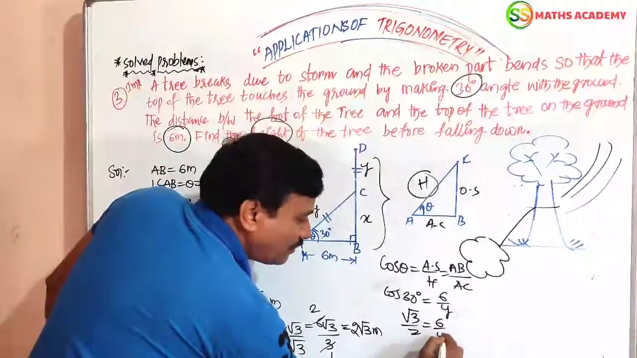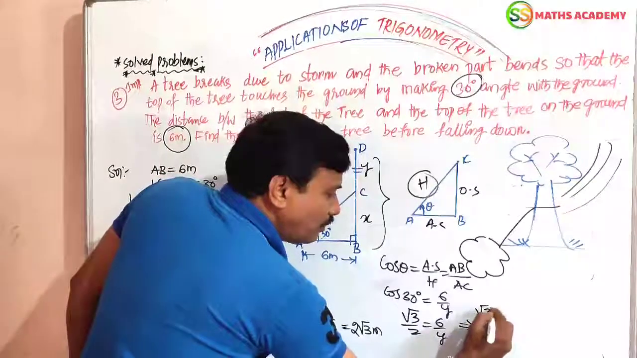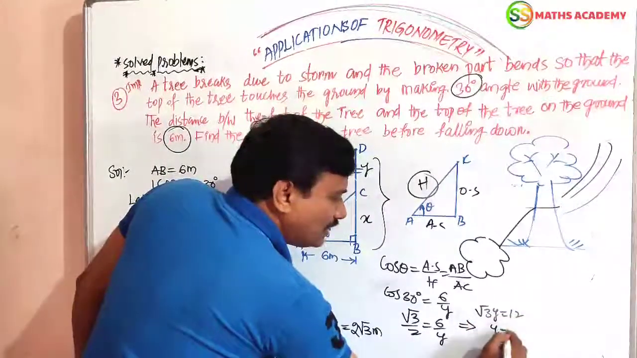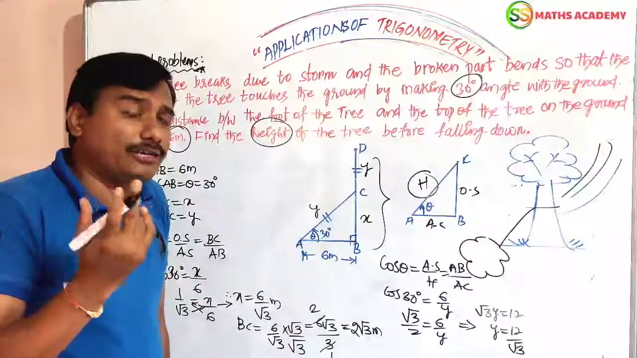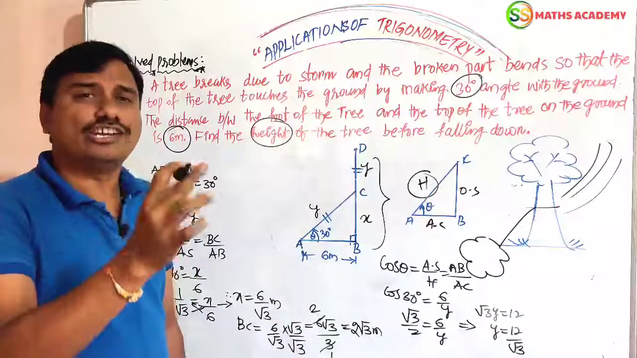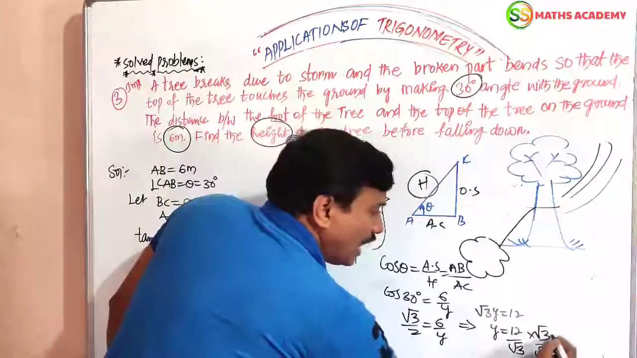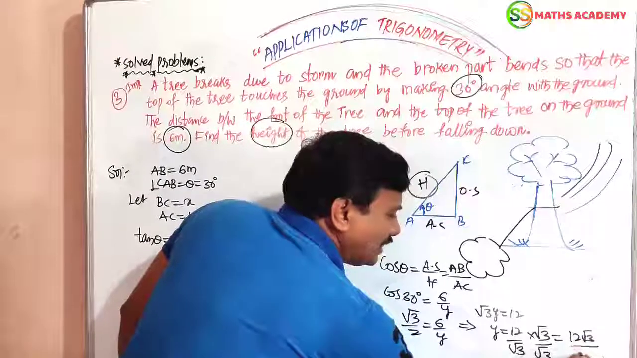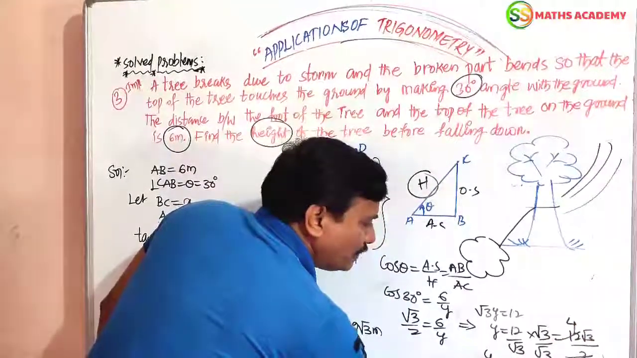That is equal to 6 by y. Do the cross multiplication. I should get root 3 y is equal to 12. y is equal to 12 by root 3. I told you very clearly, when the denominator has an irrational number, we have to do the rationalization. Now rationalization with root 3 by root 3. I should get 12 root 3 by 3. 3 ones are 3, 3 fours are 12. So y equals 4 root 3 meters.